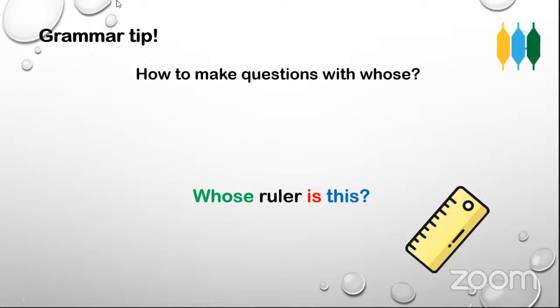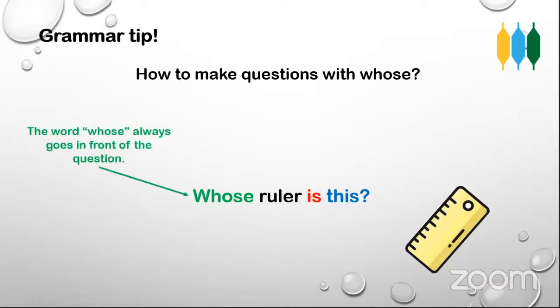But maybe it can be difficult sometimes to make questions with this word. And now I'm going to show you how this works. Firstly, every single question starts with whose, if we're going to ask who owns anything. Sometimes in English, we just say whose is the possessive form of who. And that could be a really interesting way of understanding this word. But as you can see here, we are always going to add the whose first.